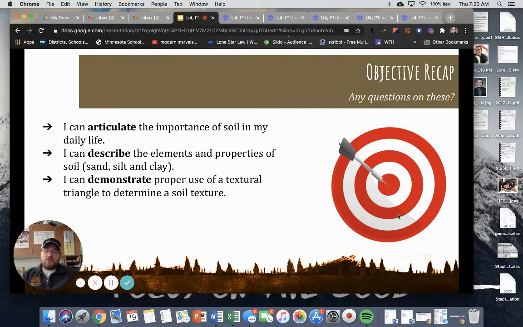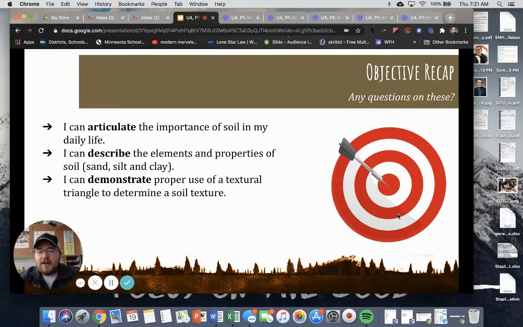Our learning targets for the day: hopefully you can do these, and if not, feel free to go back and watch the videos again, or let me know and I can definitely help you out. First, I can articulate the importance of soil in my daily life. We did that through the quadrant folding exercise that you did.